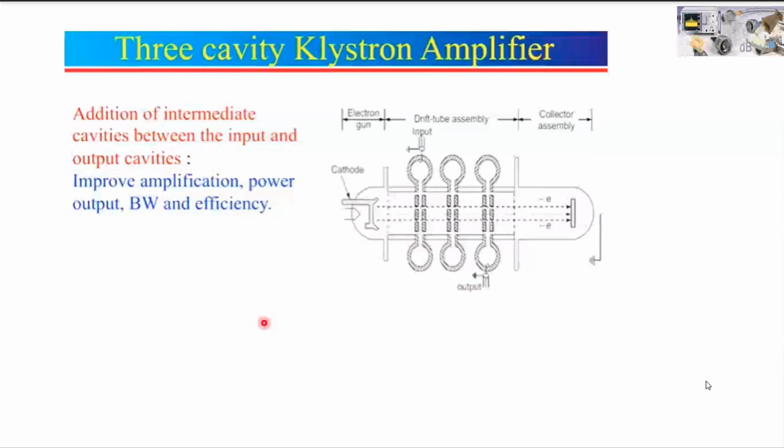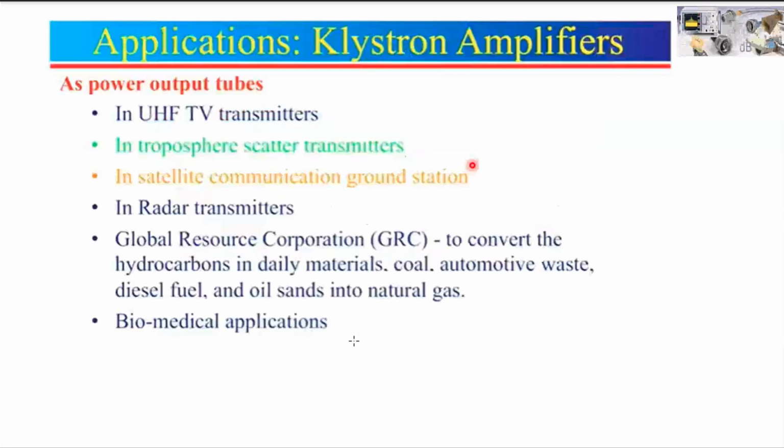So the three cavity klystron amplifier, as I told you, we increase the cavity. In a three cavity klystron we will have three cavities: one is the input cavity, another is the output cavity, and between these two there is a reentrant cavity. This reentrant cavity increases the output power, bandwidth, and efficiency of the three cavity klystron as compared to the two cavity klystron. It is a simple question they ask: in order to increase the efficiency or power, what do you do in a two cavity klystron? You just add one more reentrant cavity so that its efficiency increases, and the function remains the same.